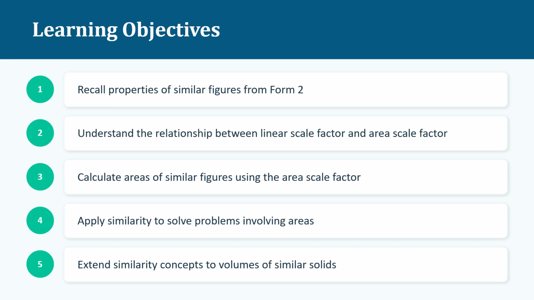By the end of this topic, you should be able to recall properties of similar figures from your Form 2. Should understand the relationship between linear scale factors and area scale factors. Should be able to calculate the areas of similar figures using the area scale factor. Should be able to apply similarity to solve problems involving areas. And of course, should be able to extend the similarity concept to volumes of similar solids.